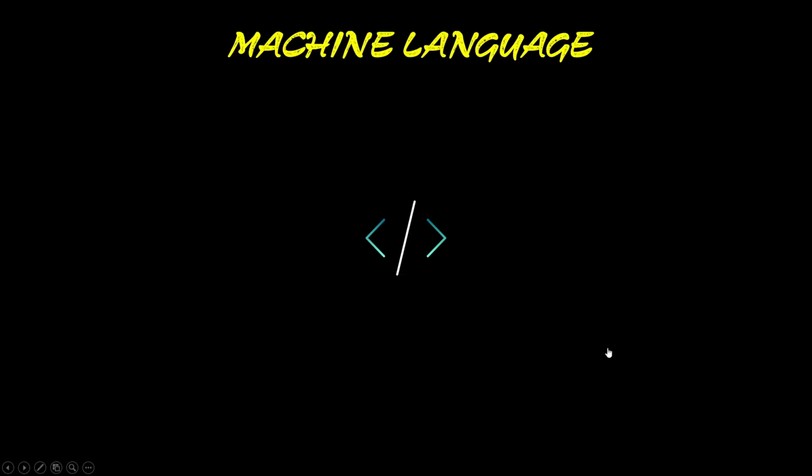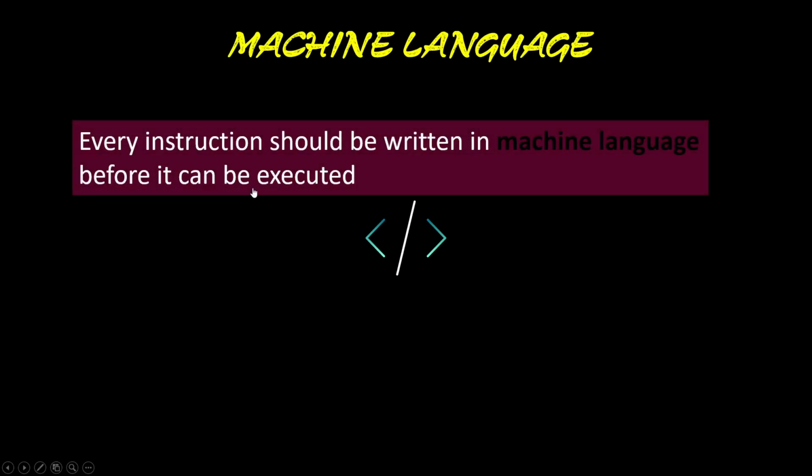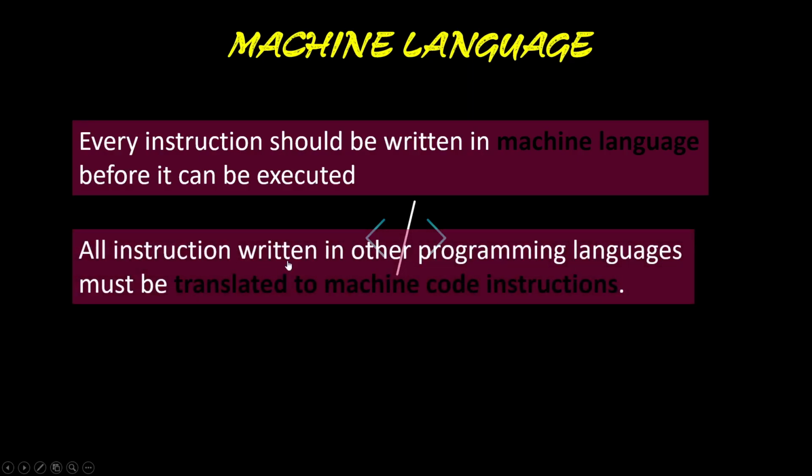Before any instruction can be executed, it must be written in a machine code or machine language. Later on, we will write programs in C. So all those instructions will be written in a C programming language. So all those instructions must be translated to machine code. After that, computer is able to execute that code. And this rule applies to all other programming languages.